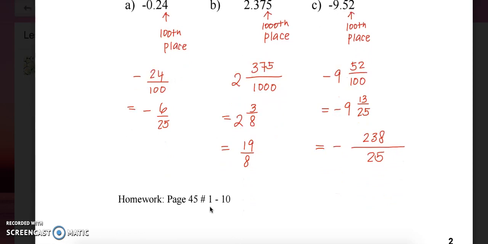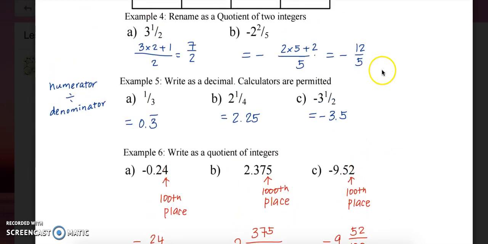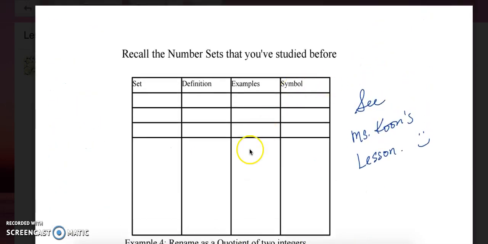That's the end of lesson 1.4. You may now move on to work on your classwork/homework on page 45, numbers 1 to 10. And don't forget, go to the website and take a look at the number set chart from Ms. Kuhn's lesson.